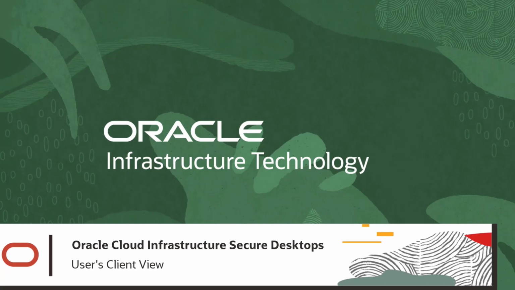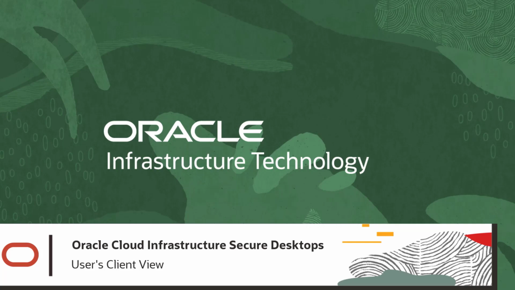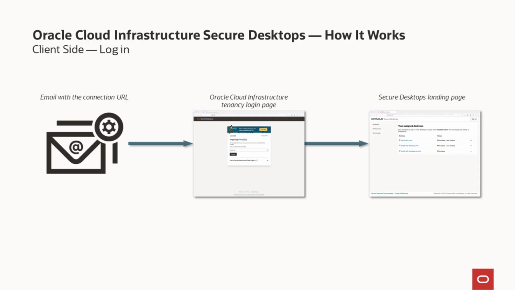In today's demo video, I will walk you through Oracle Cloud Infrastructure Secure Desktops interface, and we will delve into the details of accessing your cloud desktops. You can access the cloud desktops by a special URL. After entering the tenancy that hosts your desktops and authenticating via IDCS, you will be presented with a simple interface.